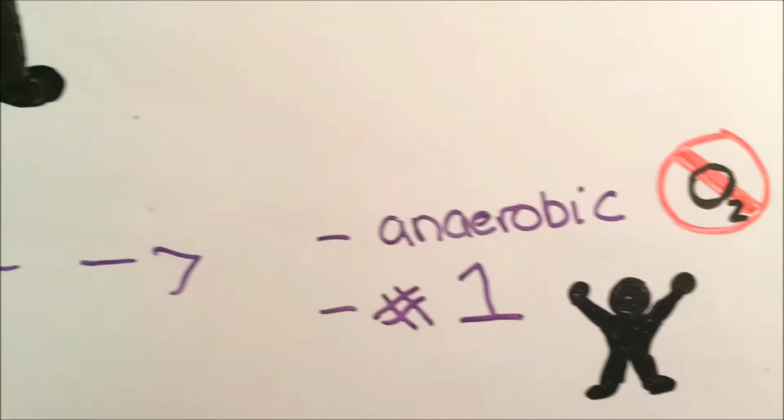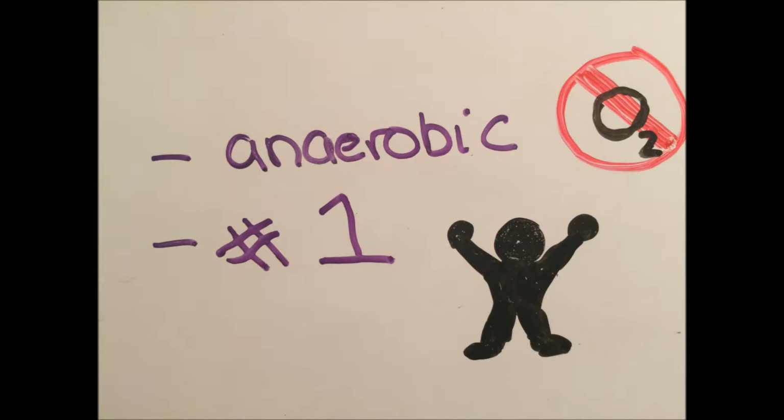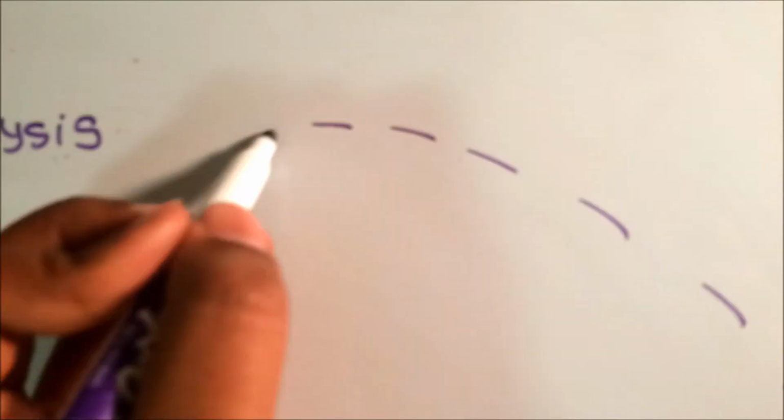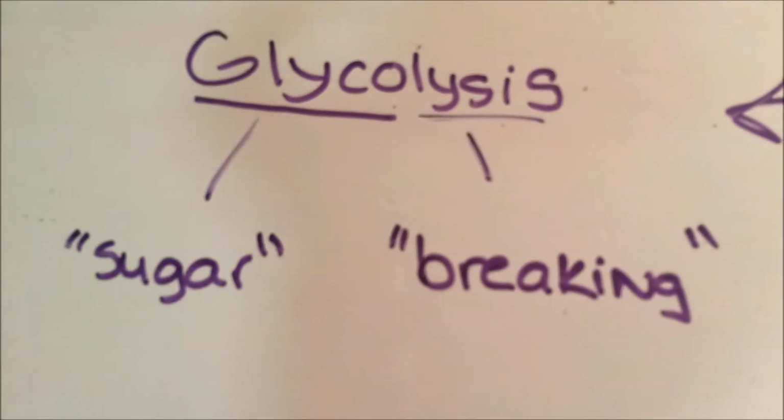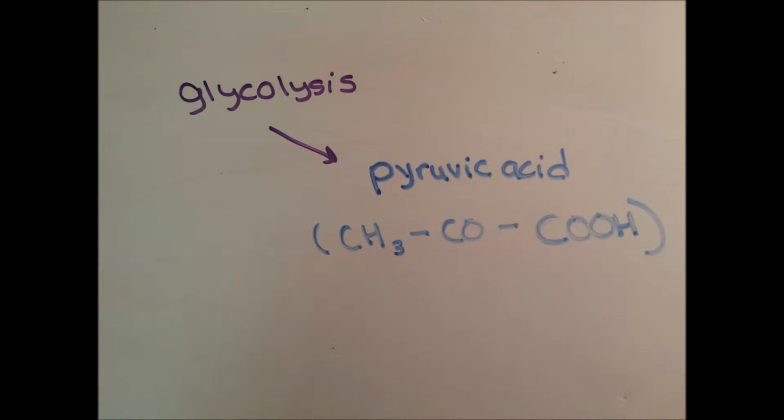Glycolysis is an anaerobic process, meaning it doesn't require the use of oxygen. Glyco means sugar and lysis refers to breaking, so glycolysis is literally the breaking down of sugar. This breakdown forms what is known as pyruvic acid.